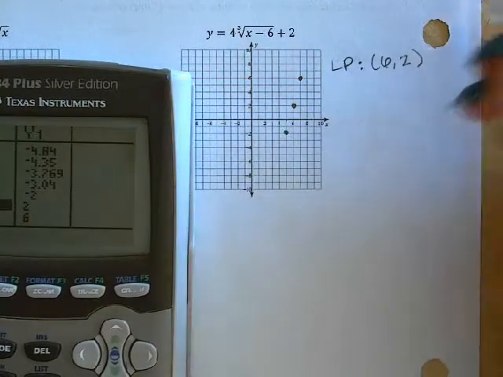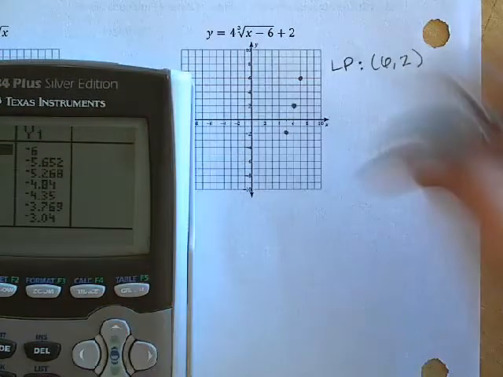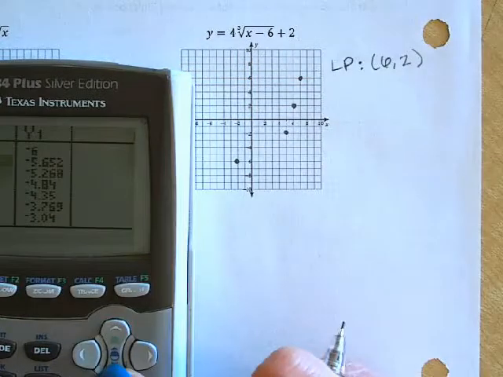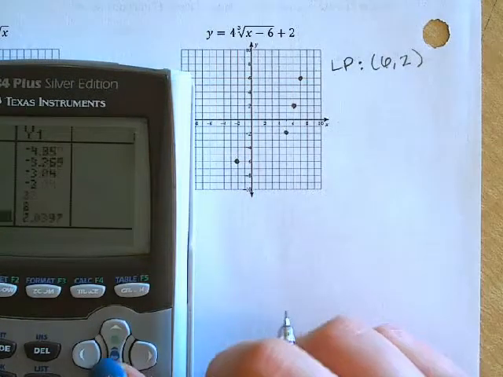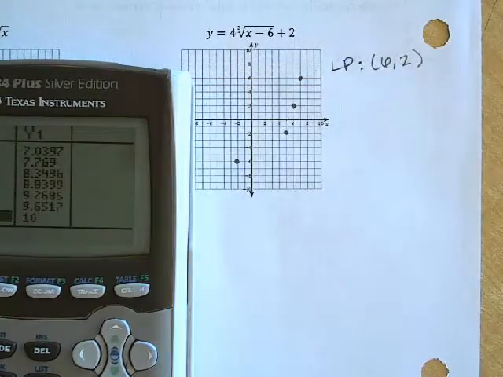And then I'm going to see if there's any other points that I can graph that aren't decimals. Negative 2, negative 6. And then 7, 6 I already had. And the other ones are too big. 14, 10 would be the other one.